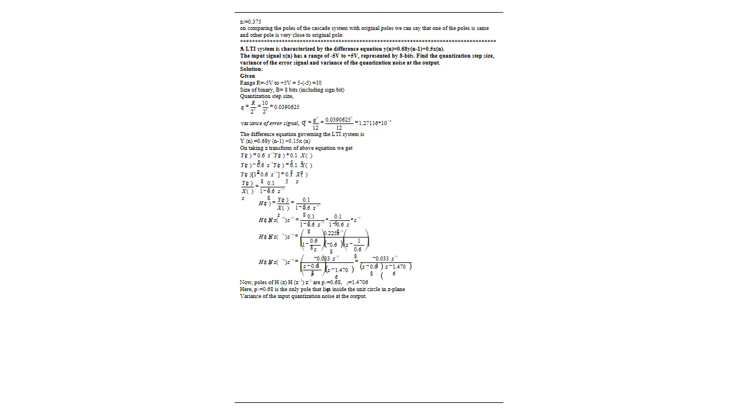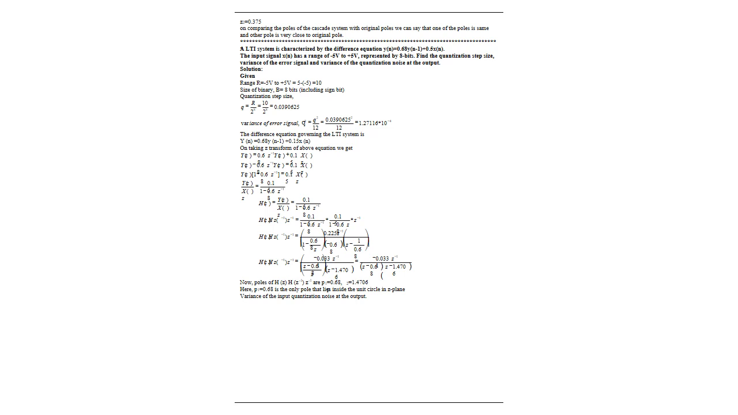So first write the given values, that is range R is equal to minus 5 volt to plus 5 volt. So 5 minus of minus 5 is equal to 10. Size of the binary is 8 bits. Quantization step size is Q is equal to R by 2 power 8. So 10 by 2 power 8, we will get the answer. Next we have to find out the variance. So that is sigma squared is equal to Q squared by 12. We have found the quantization value, so putting in Q squared by 12, we will get the answer.